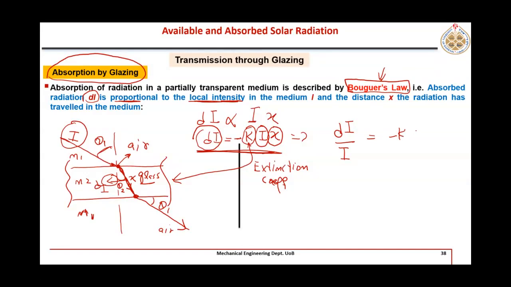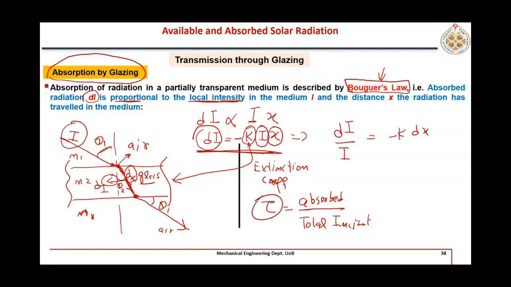What is left is dx. So let's write it in differential form. dx is the path, the change, or the thickness of that glass, the differential thickness. Okay, so now what is this? This absorbed divided by total incident available. That is called transmittance.